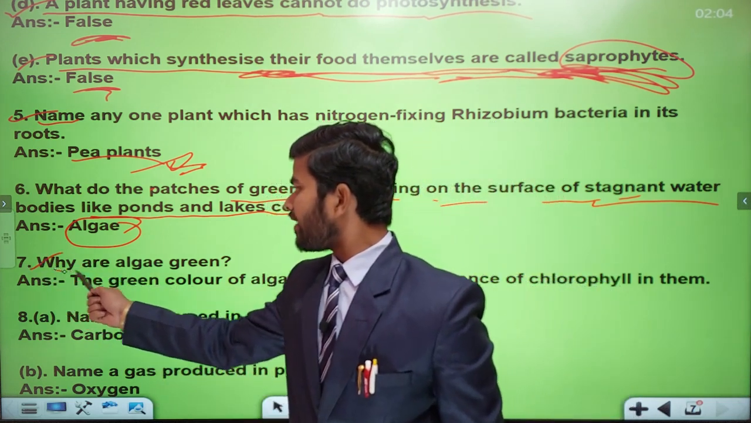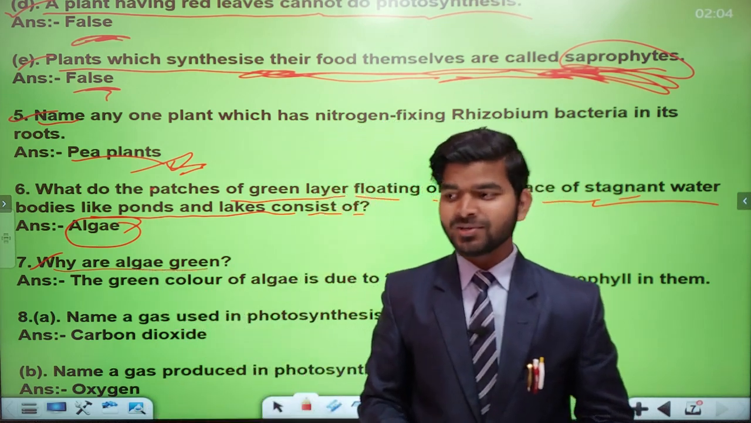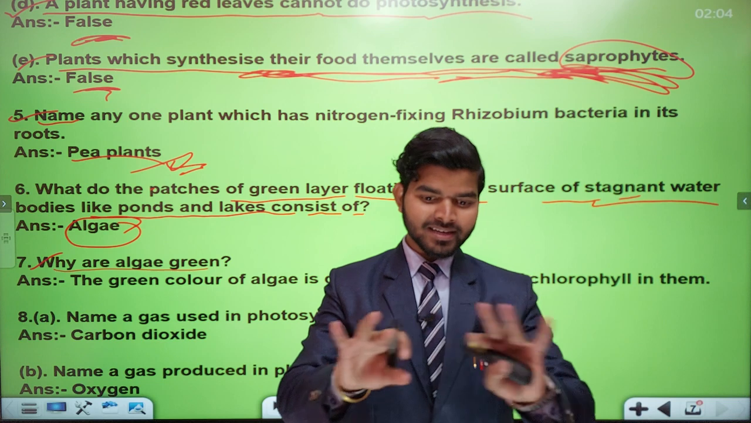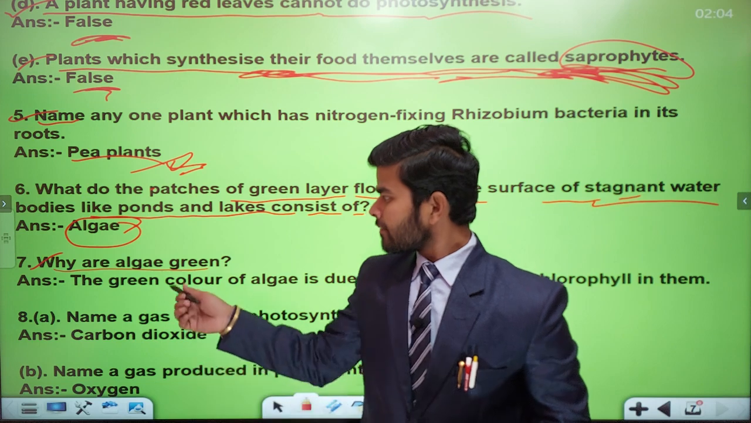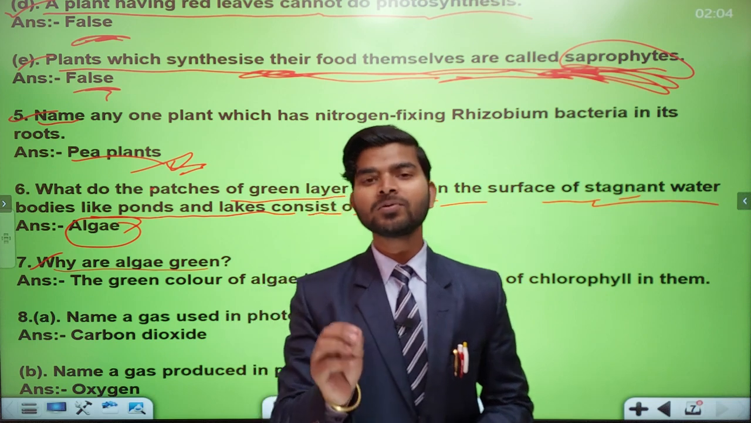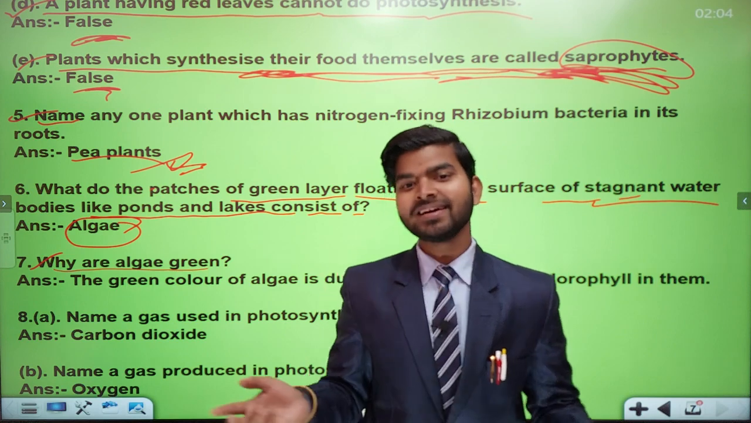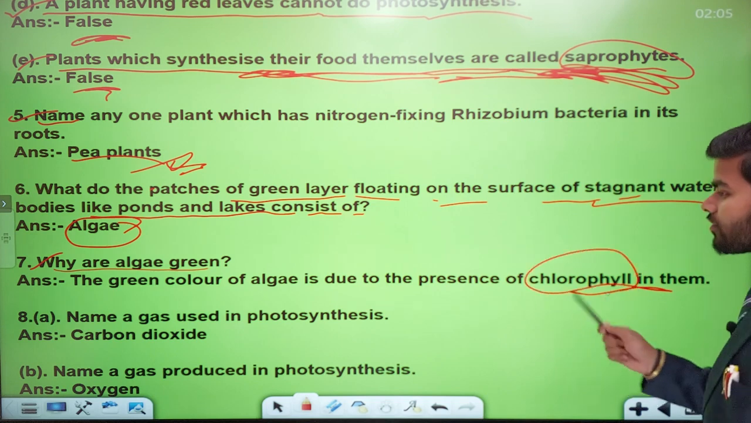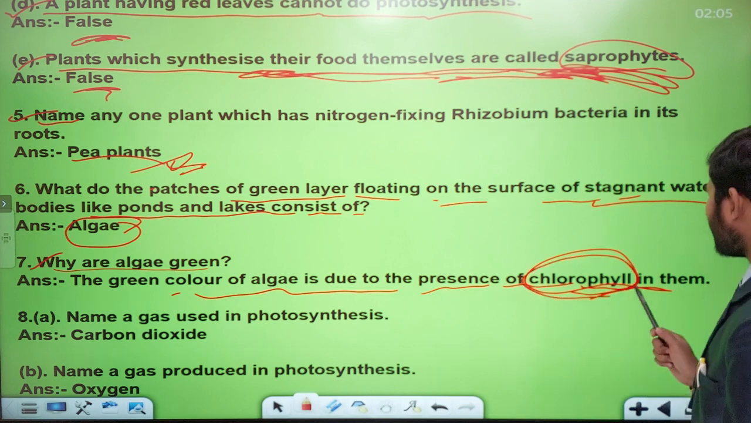Next question: why are algae green? This is a very interesting question. Someone may ask you, why are algae green? I have shown you a figure of algae, how algae look over a pond. Why are algae green? Because, as I have told you about the color of leaves, it is due to the presence of chlorophyll. So algae are green because algae have chlorophyll. I have written that the green color of algae is due to the presence of chlorophyll. This is the correct answer.